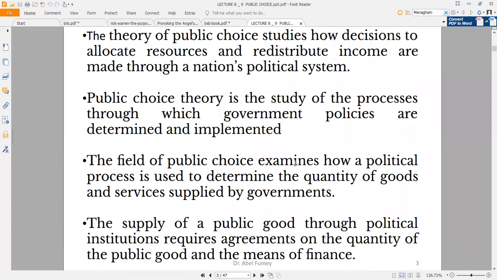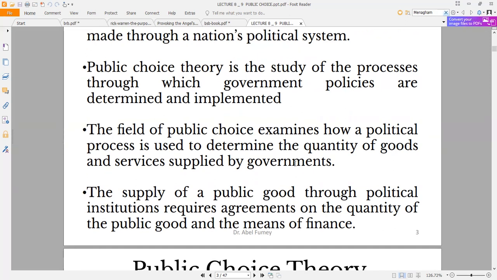And then another one to say is that the field of public choice examines how a political process is used to determine the quantity of goods and services supplied by the government. Here too, it looks at the volume of goods and services that will be produced by the government. If you take the political system, what are the processes that the political system goes through so that we're able to get the optimum quantity of goods and services that the entire nation wants?